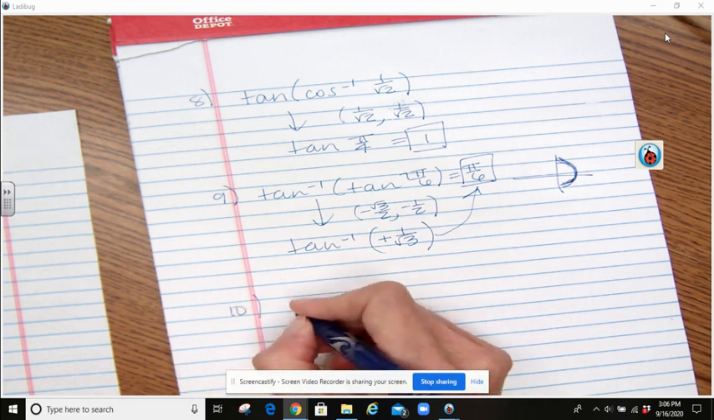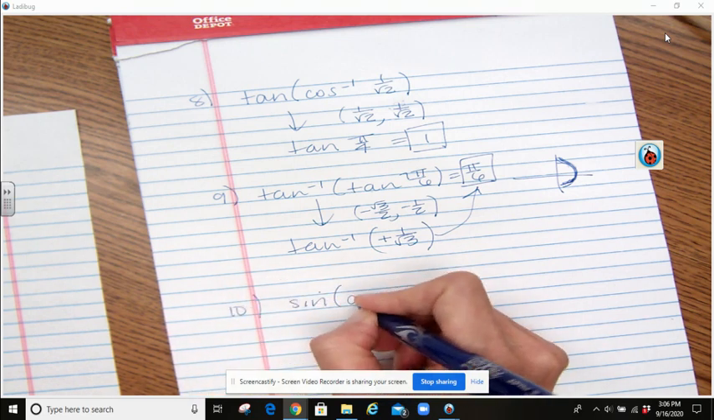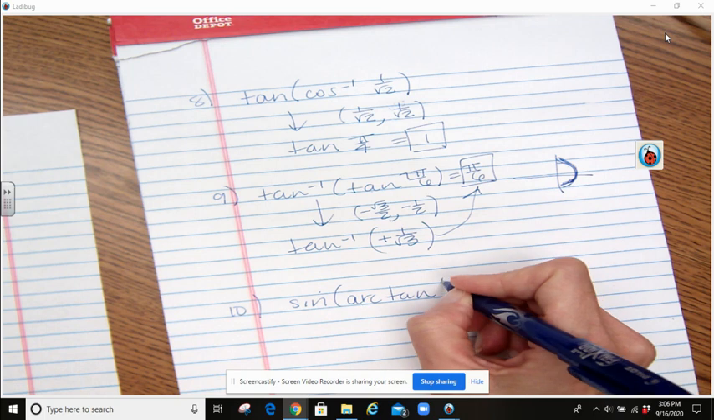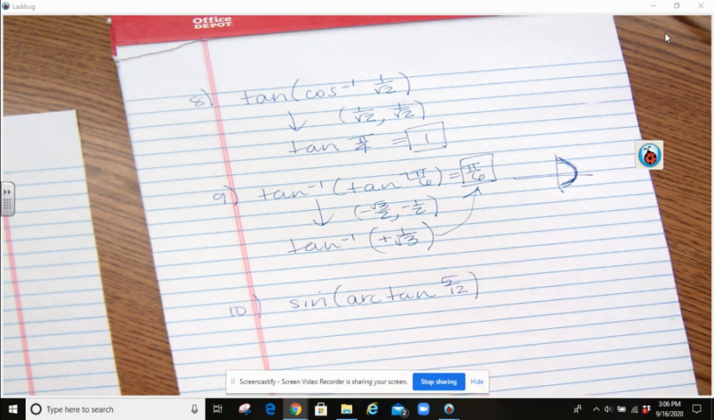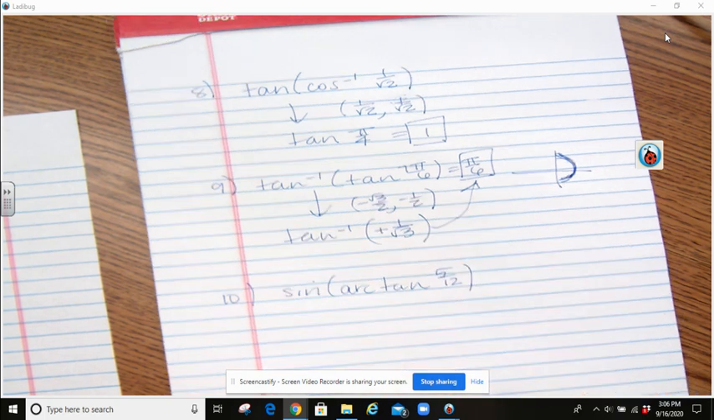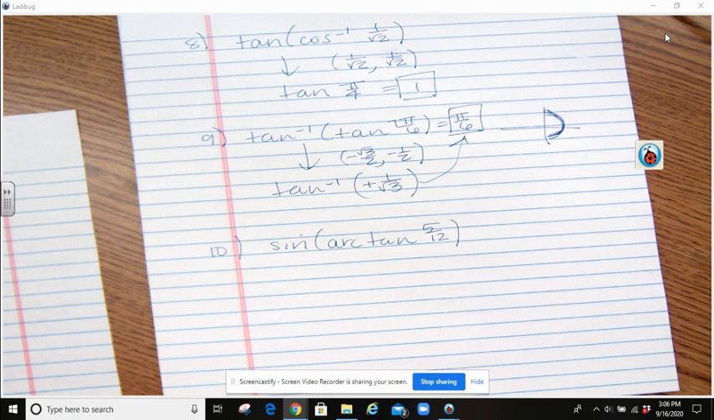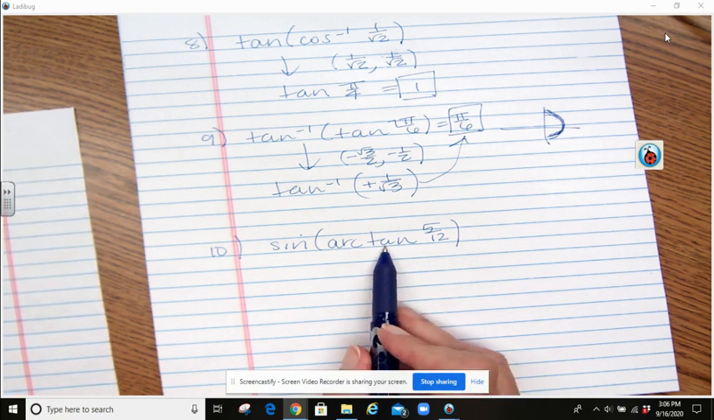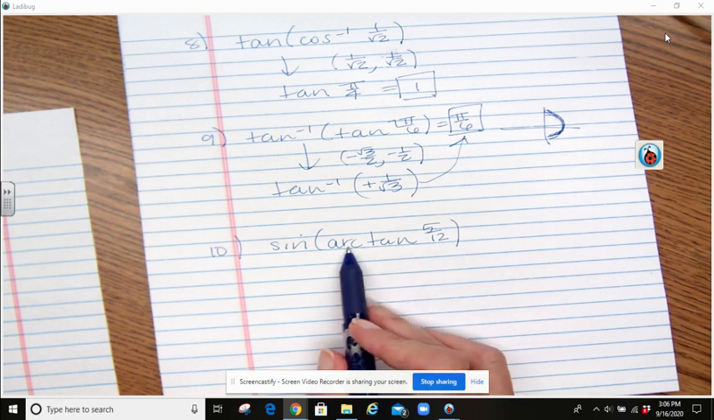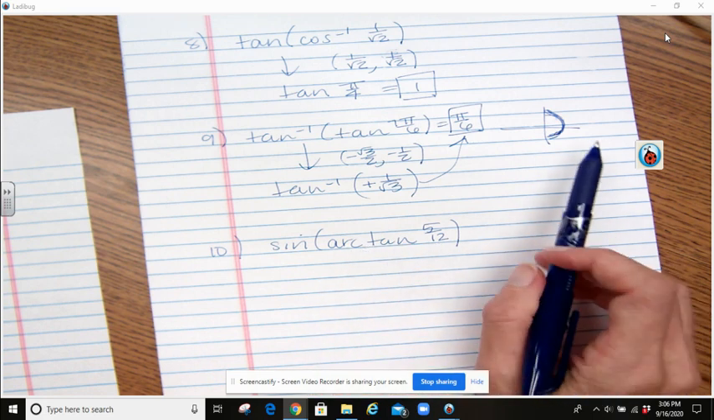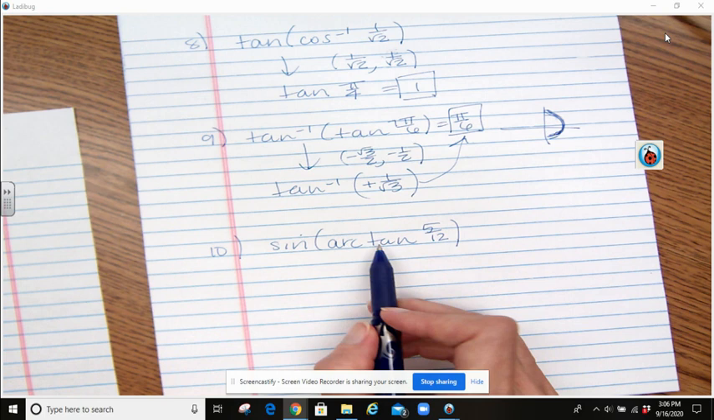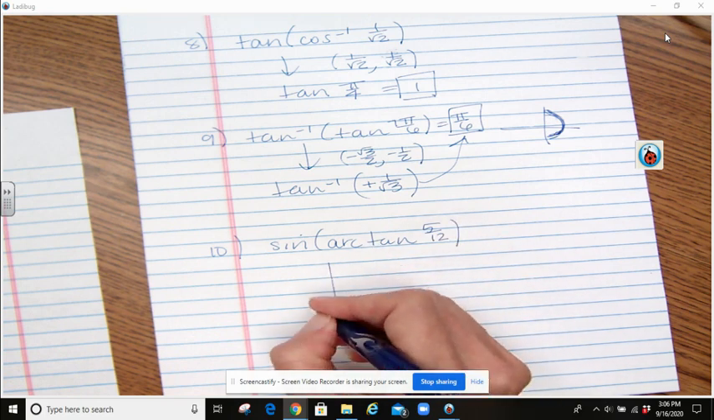And lastly, what if you're given values that aren't one of those 7 ordered pairs? 5/12, that certainly doesn't come from one of the 7 ordered pairs. Anytime you're working with values that aren't from the special angles, then you're going to have to draw and label your own triangle. So tangent is positive. Since it's an inverse tangent, I'm only allowed to be using the first and the fourth quadrant. So if it's tangent and it's positive, it must be the first quadrant.